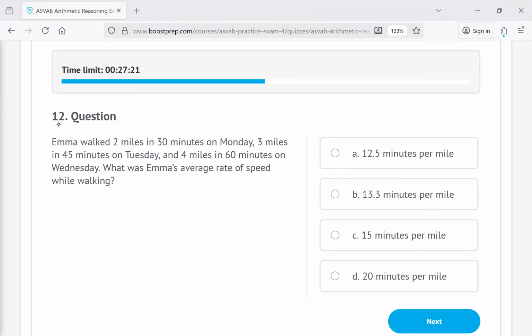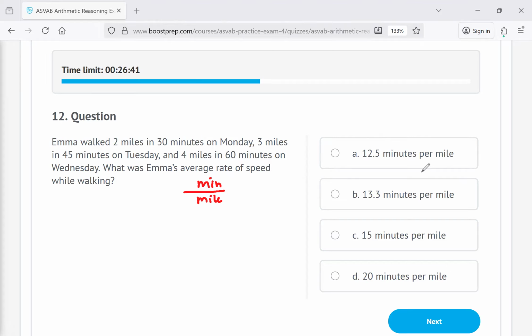Okay, question 12. Emma walked 2 miles in 30 minutes on Monday, 3 miles in 45 minutes on Tuesday, and 4 miles in 60 minutes on Wednesday. What was Emma's average rate of speed? If you look at the other choices, look how the units are expressed: minutes per mile. So that's very important. You have to put minutes on the top and miles on the bottom. Do not do miles per minute. It's minutes per mile, because that's how you express speed here.